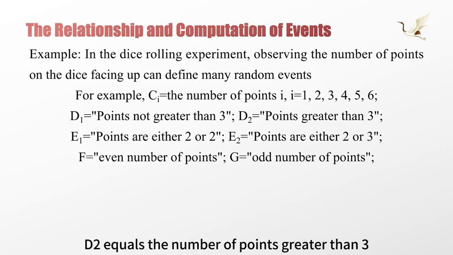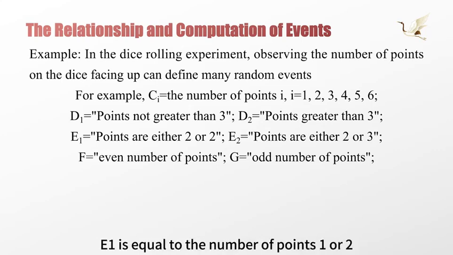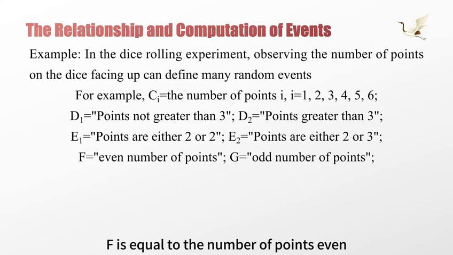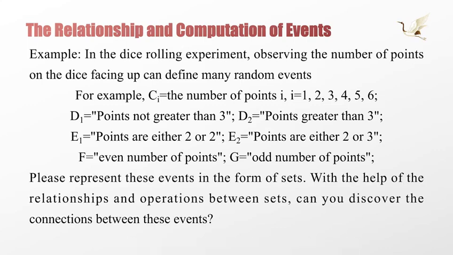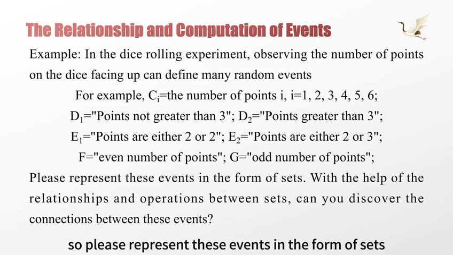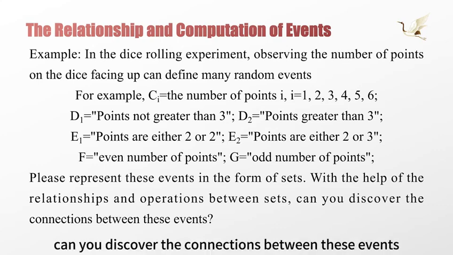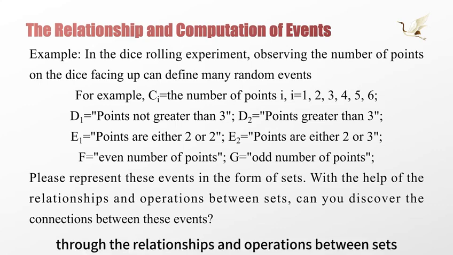D2 equals the number of points greater than 3. E1 is equal to the number of points 1 or 2. E2 is equal to the number of points 2 or 3. F is equal to the number of points even, and G is equal to the number of points odd. So, please represent these events in the form of sets. Can you discover the connections between these events through the relationships and operations between sets?